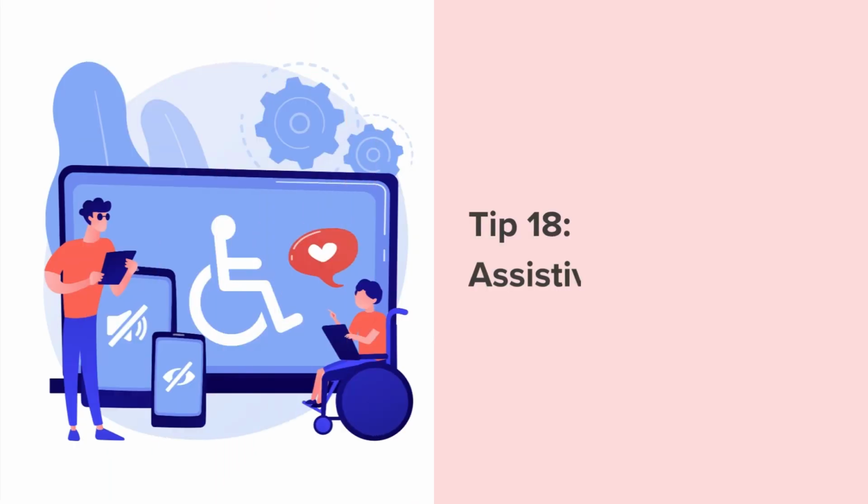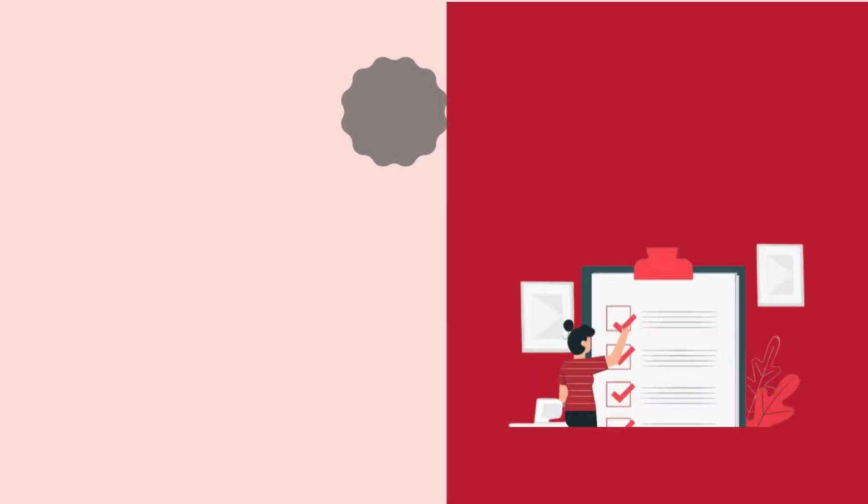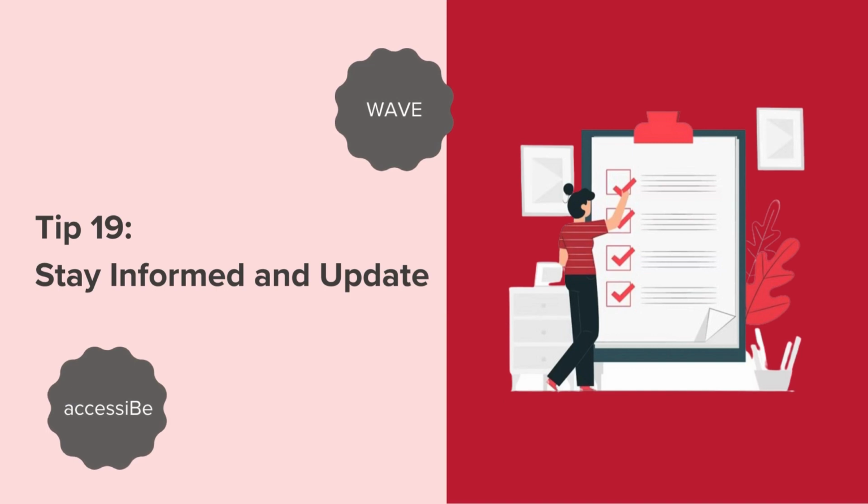Tip number 18. Don't forget to test your website with assistive technologies. Ensure compatibility with screen readers and voice recognition software to give a seamless experience for visually impaired individuals. Tip number 19. Stay informed on evolving standards. Regularly update your website and conduct user testing for continuous improvement. You can take the help of online accessibility tools like WAVE and Accessibility Checker to audit your website.